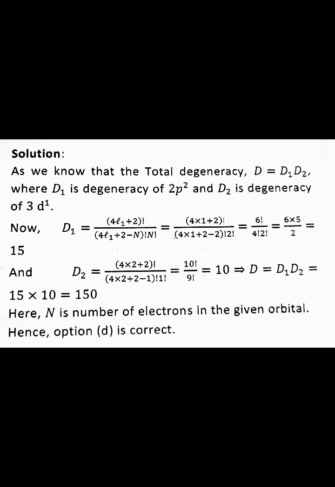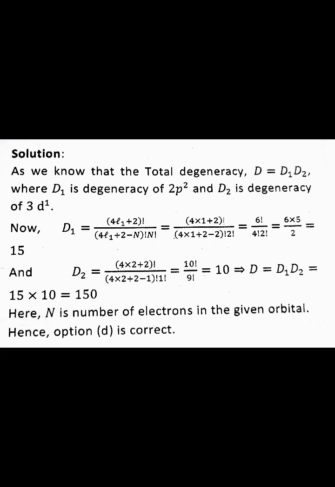That means N is equal to 2. L is equal to 1 and N is equal to 2. Therefore, D1 is equal to, substituting all these values in the equation, we can write this is equal to (4 into 1 plus 2)! divided by (4 into 1 plus 2 minus 2)! into 2!, and this is equal to 6! divided by 4! into 2!, and this is equal to 6 into 5 by 2, and this is equal to 15.